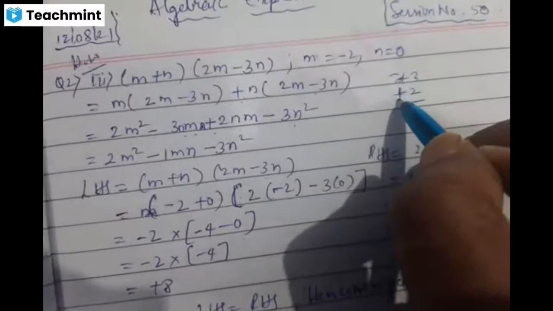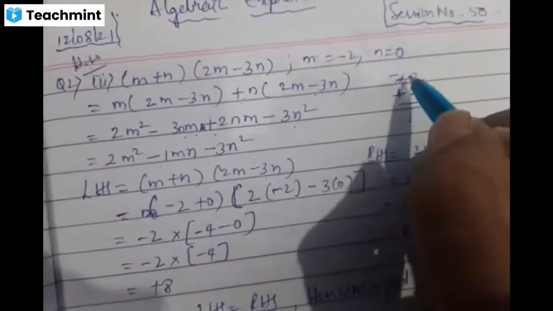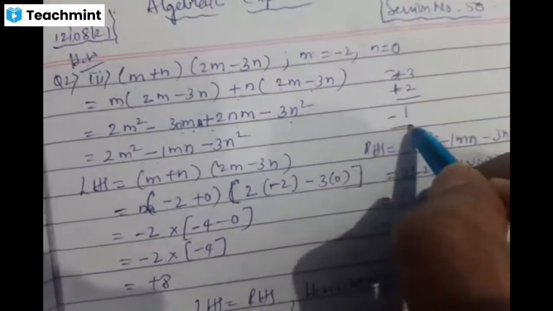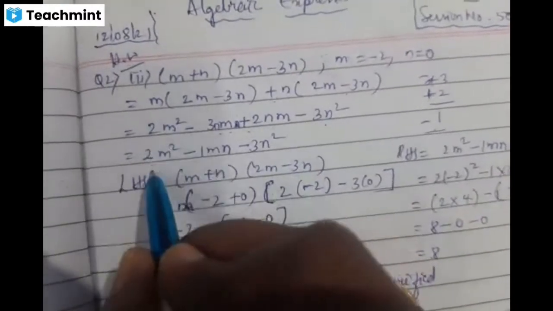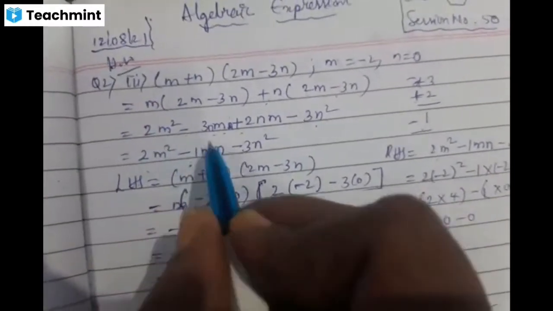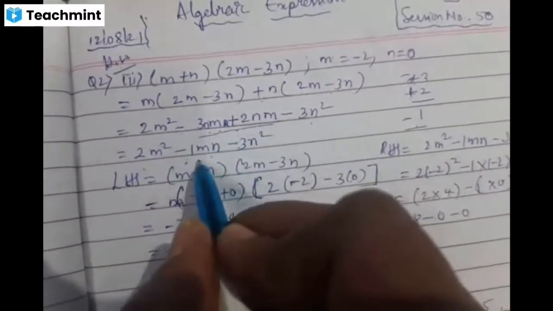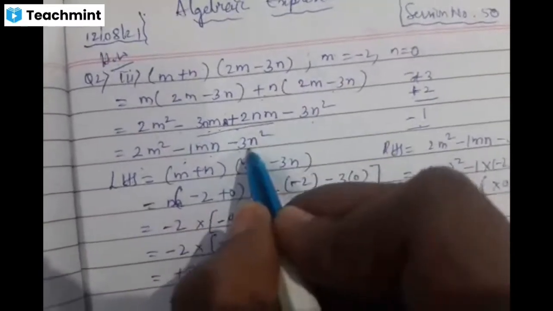One is minus, one is plus. We have to subtract and keep the bigger number's sign. So you get minus 1, children. So I write 2m square minus 1m. If you solve this, you get minus 1m minus 3n square.